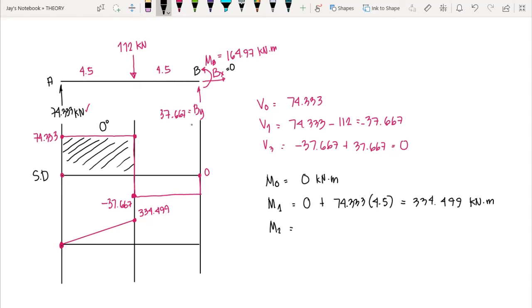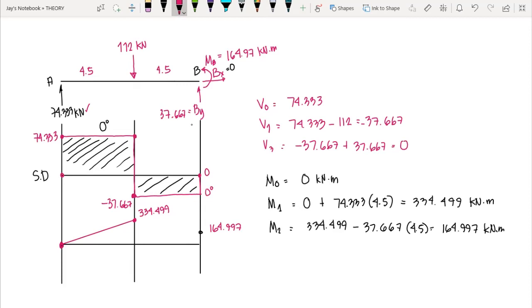Now for our next moment, let's say that's our moment 2. We begin at 334.499, but we have a negative area here, so we have minus 37.667 times 4.5. This would give us the moment at B equal to 164.997 kilonewton meters. So we plot at this point, 164.997, and since this is still a 0 degree shear, we have a first degree line.